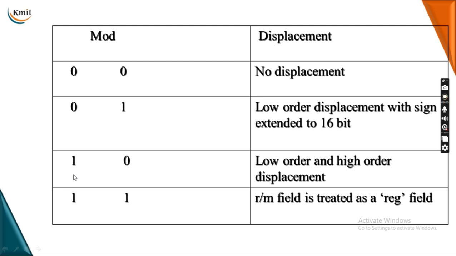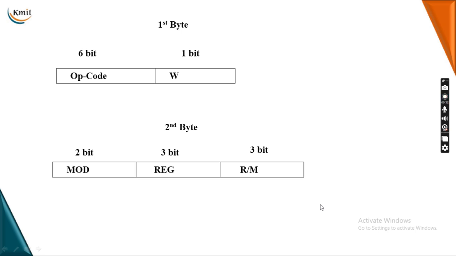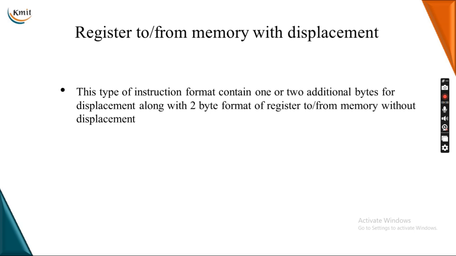10, low order and high order displacement. 11, R by M field is treated as a register field. So, clear with this one? When mod 00, no displacement; 01, low order displacement sign extended to 16 bit; 10, low order and high order displacement; and 11, R by M field is treated as register field. This is how the 2 byte instruction works.